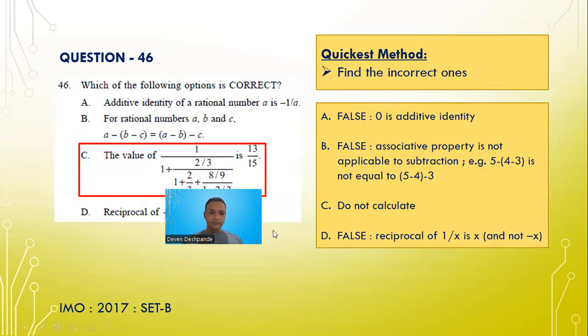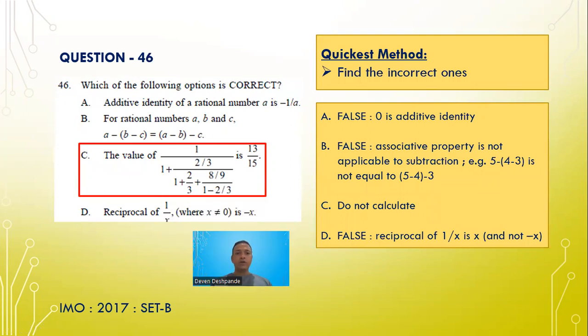Okay, next one. Which of the following options is correct? So here, instead of solving everything, just find the incorrect ones. Additive identity of rational number A is minus 1 upon A. False. Additive identity is 0. 0 is the additive identity.